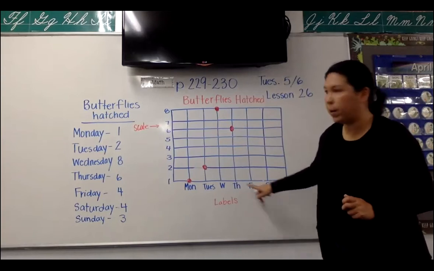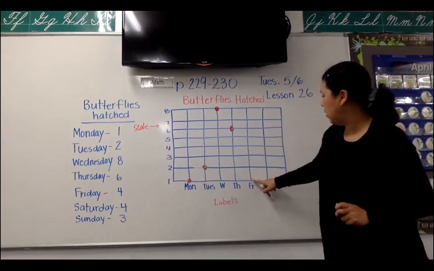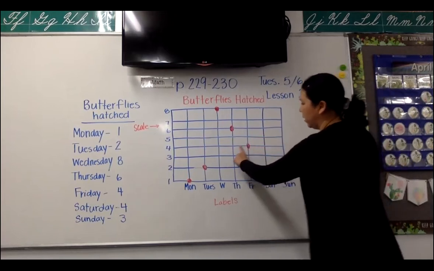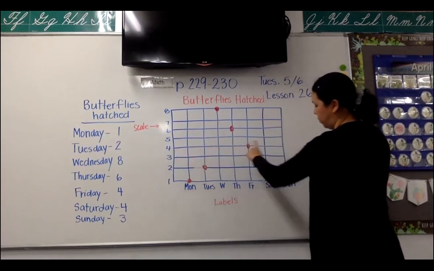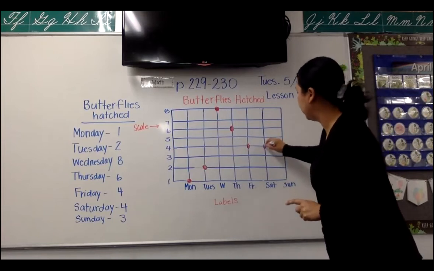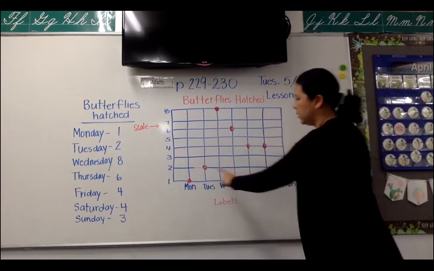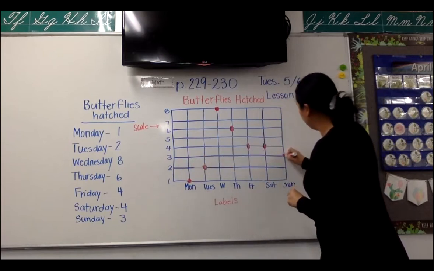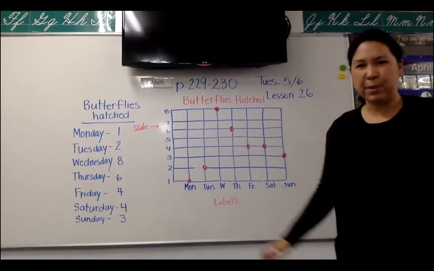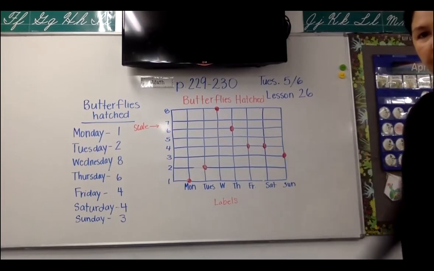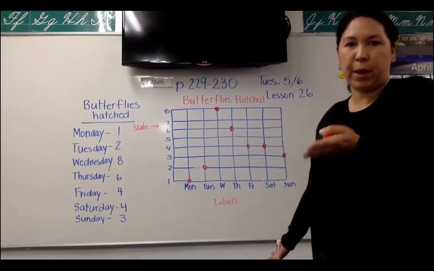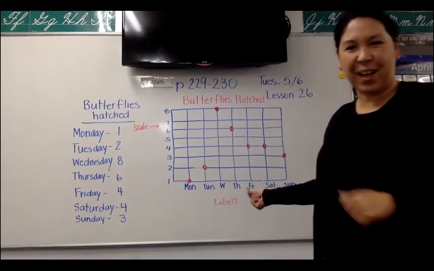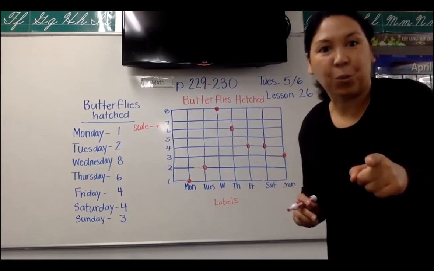Okay, Friday, how many were there, friends? Four. One, two, three, four. And see how I can see where it lines up. Saturday tied, so that was another four. And then Sunday, how many? Three. Okay, so if you look at that, you're like, Miss Roach, that looks like a jumbled mess. How does that even show the way the butterflies were hatching? That doesn't really help me. I don't like this. It's because we're not finished.